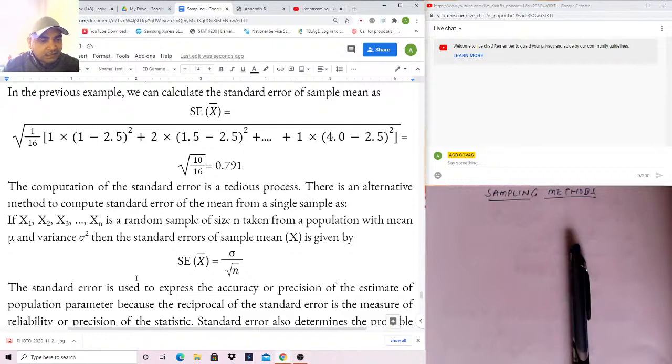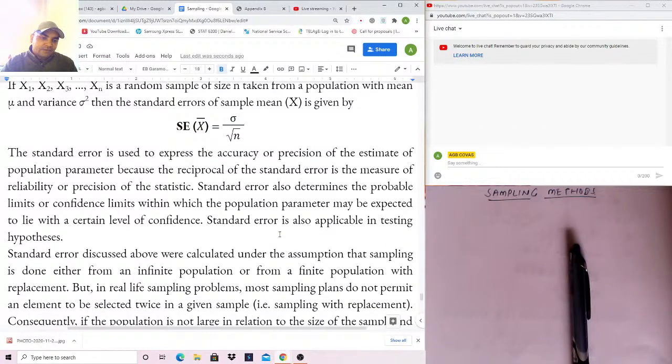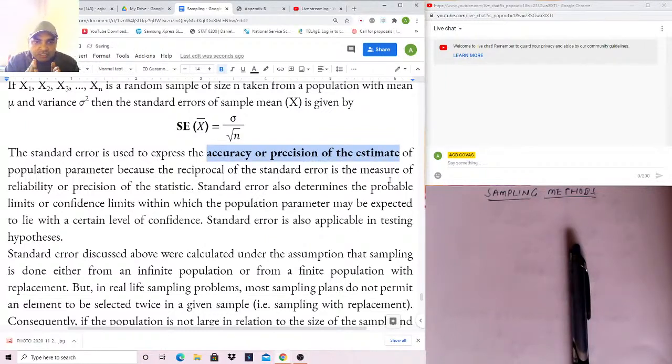So what statistics says, if x1, x2, x3 up to xn are random samples of size n taken from a population with mean mu and variance sigma square, then the standard error can be calculated simply by this form. That is, the standard deviation of the population divided by square root of n. So the standard error is used to express the accuracy or precision of the estimate, right? That is, it tells you how much your mean is going to deviate, in a normal distribution.